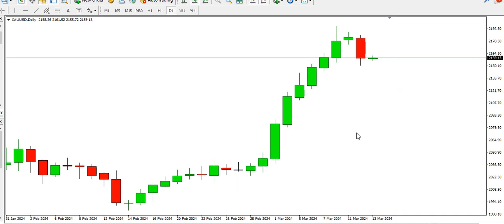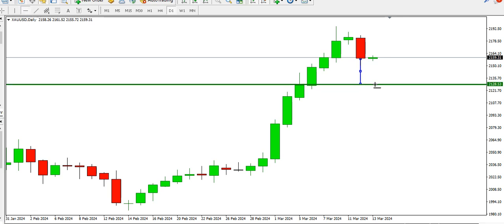All right, but for now, we have the formation of an evening star candlestick pattern. The best that I might expect is price to at least drop to the 2128 level, which is the same depth of the current bearish candlestick. If at all price is going to drop, it might drop to this level for buyers to come in, because the trend is still strongly bullish.